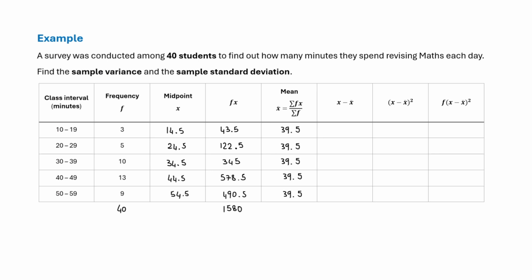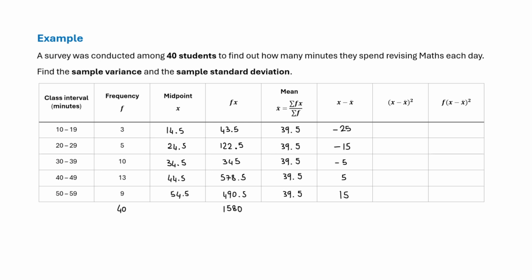The next column is x minus x bar. For each row, we take the midpoint and subtract the mean. The mean is 39.5. For the first row, the midpoint is 14.5. So we calculate 14.5 minus 39.5. This gives negative 25. We write negative 25 in the first row. Then we repeat the same process for the rest of the column. In this column, some values can be negative and some values can be positive. That is completely normal. A negative value means the midpoint is below the mean. A positive value means the midpoint is above the mean.